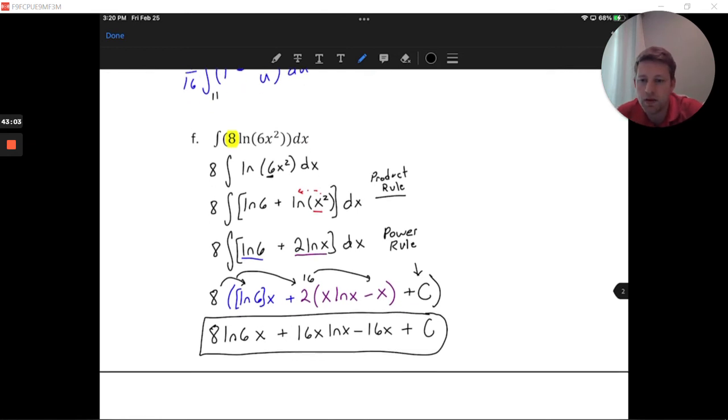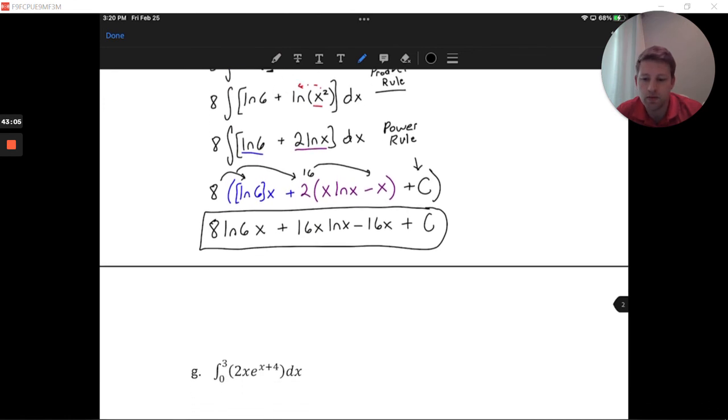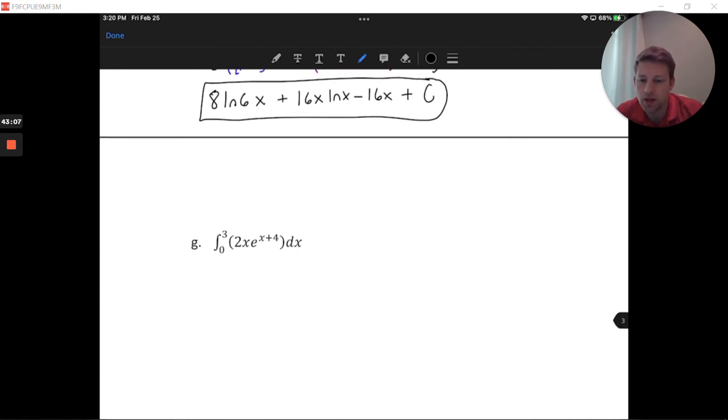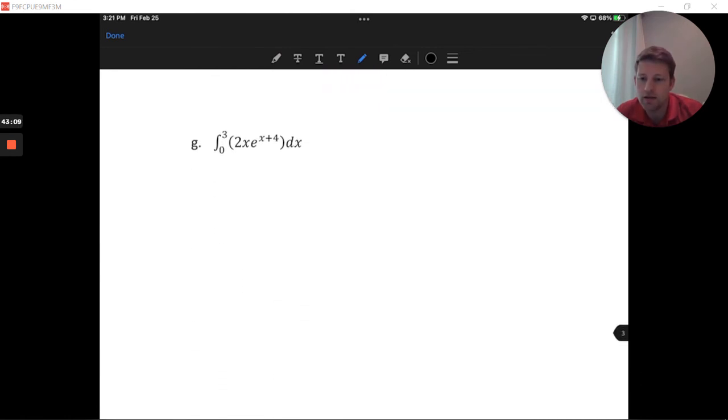All right. Let's go ahead and keep rolling around here. We'll have part G. Part G is up next. All right, so when I consider part G, again, this is another definite integral that we can consider. We have the integral from 0 to 3 of 2x times e raised to the x plus 4.